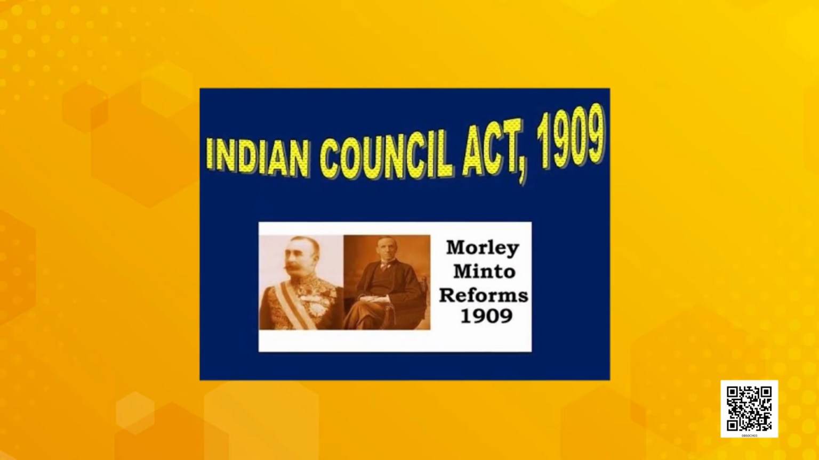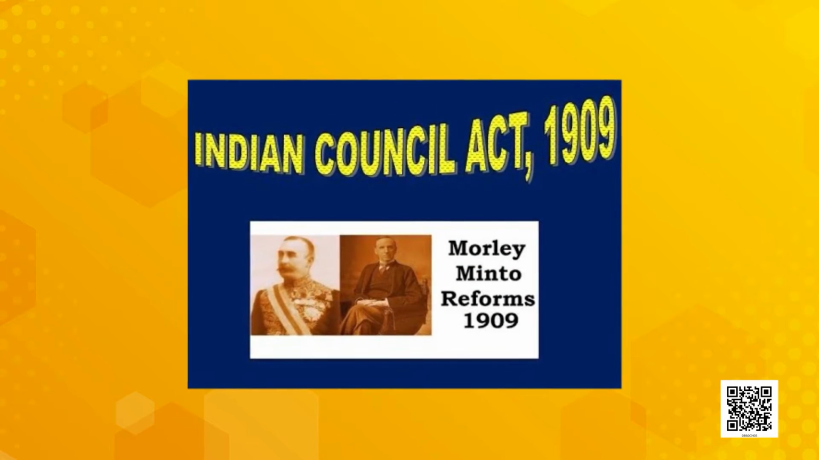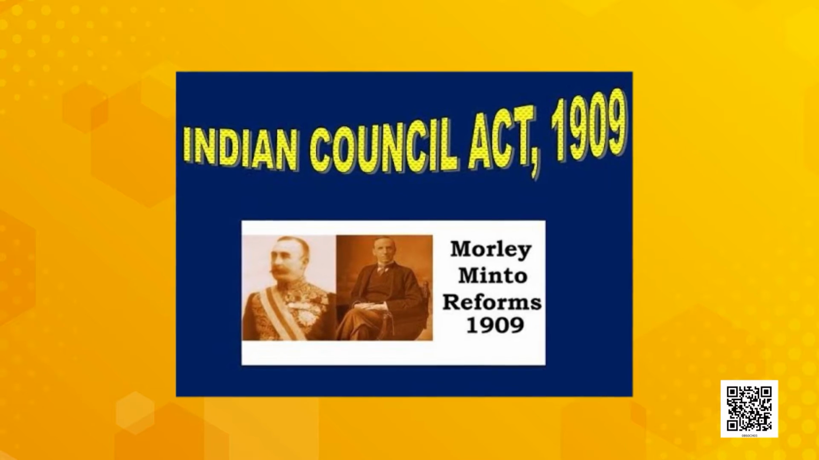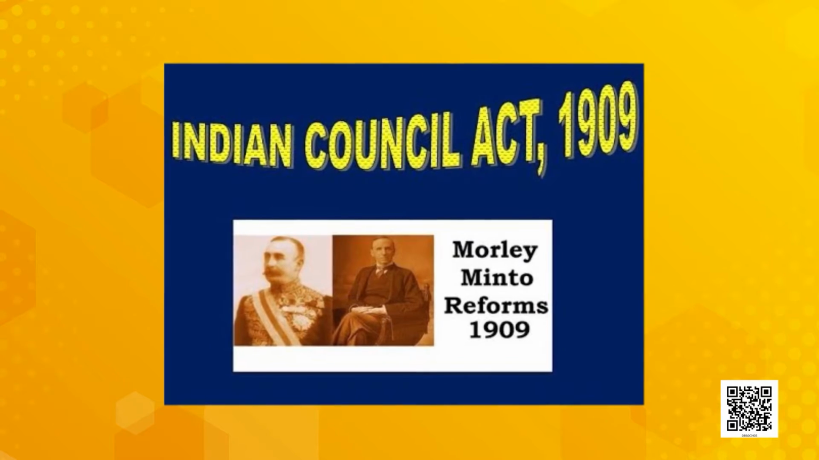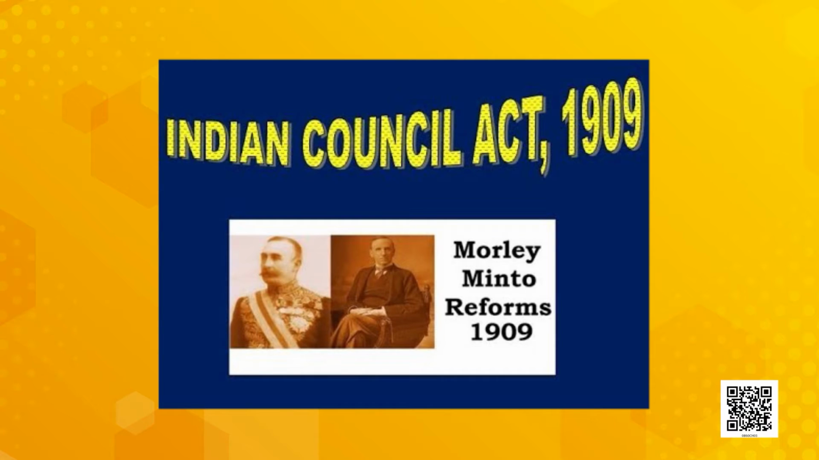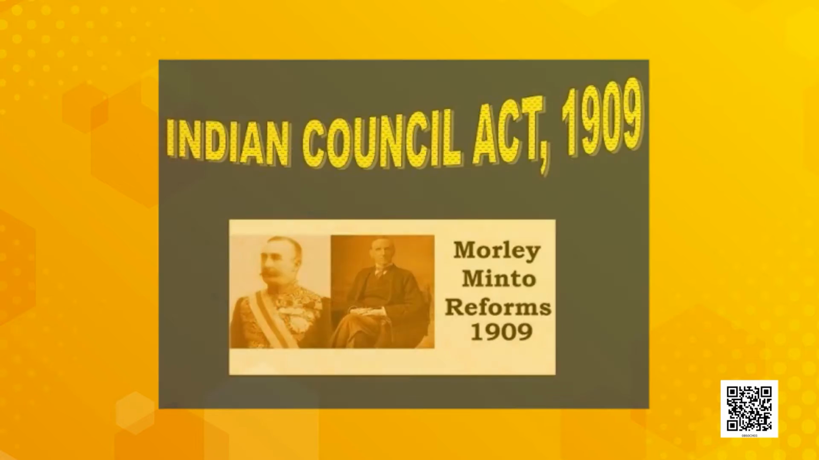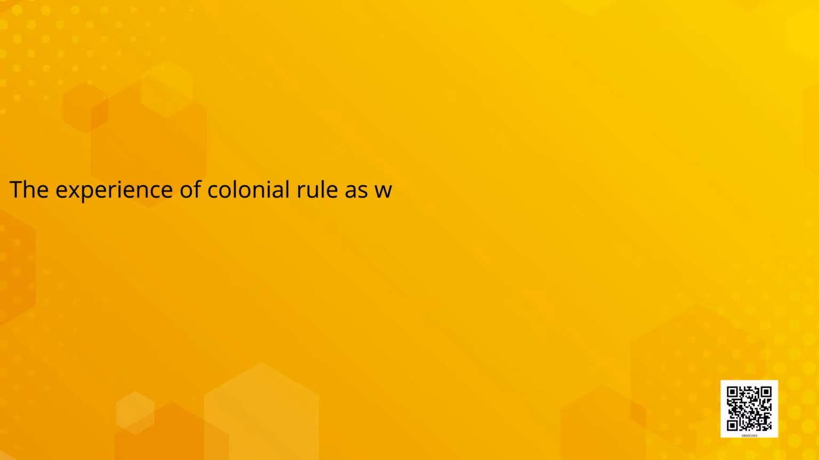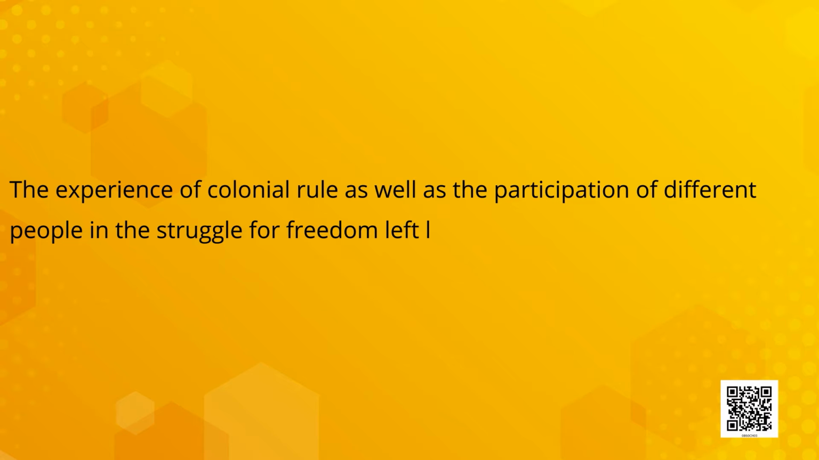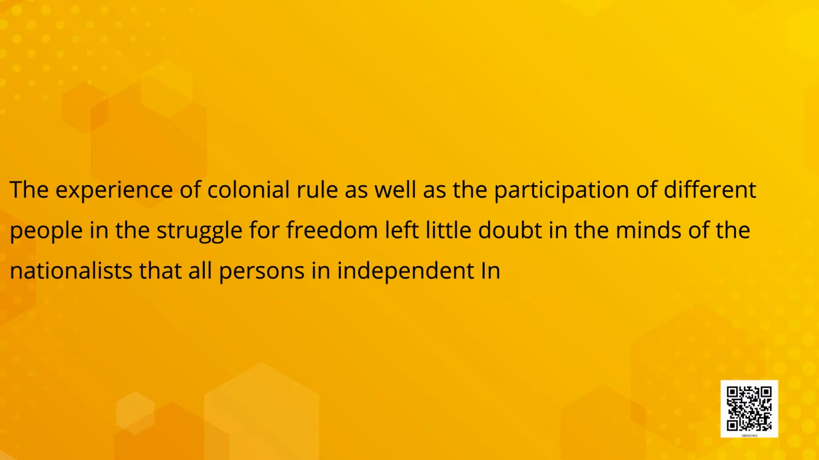The Government of India Act 1909 allowed for some elected representation, while these early legislatures under the British government were in response to the growing demands of the nationalists. They did not allow for all adults to vote, nor could all people participate in decision making. The experience of colonial rule as well as the participation of different people in the struggle for freedom left little doubt in the mind of the nationalists that all persons in independent India would be able to participate in making decisions.